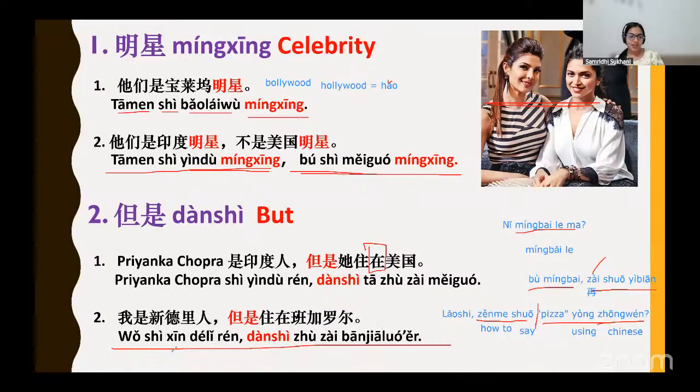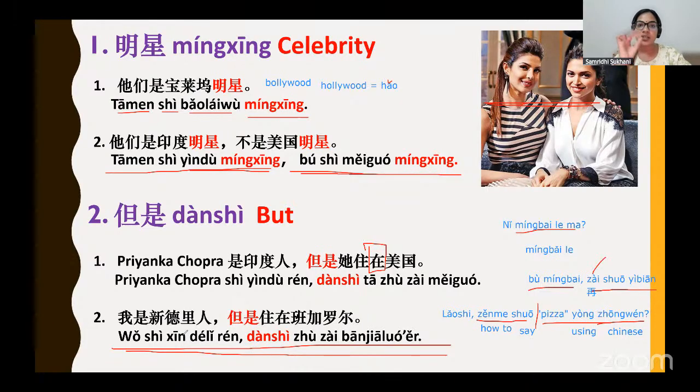Prakhar, can you say the next sentence? Wo shi Xindeli ren. Danshi zhu zai Bangjialuo. Very good. 我是新德里人. One more time, Prakhar, can you say it a little more fluently? 我是新德里人, 但是住在班加罗. Zhu zai. 住在. 非常好. So see, this zhu zai is a tongue twister, okay?